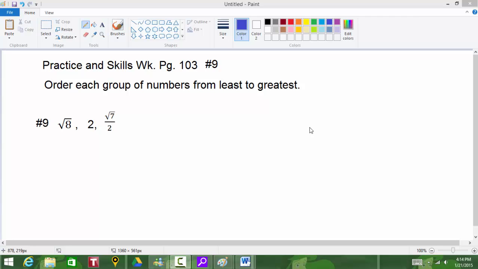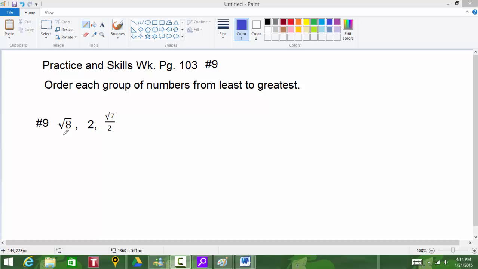Okay, we're going to do a problem for the Practice and Skills workbook. It's page 103, problem number 9. Order each group of numbers from least to greatest. And we have square root of 8, 2, and then the square root of 7 over 2.